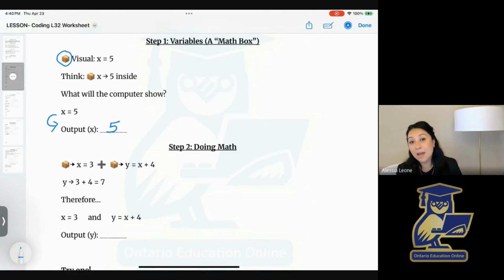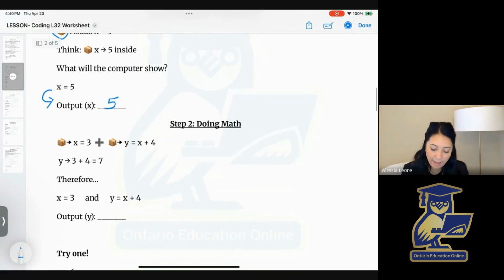Now with doing math with it, box, there's a little box there, arrow, X equals 3 plus this box, which is Y equals X plus 4. So therefore, we have X equals 3 and Y equals X plus 4. How are we going to write that in a code?